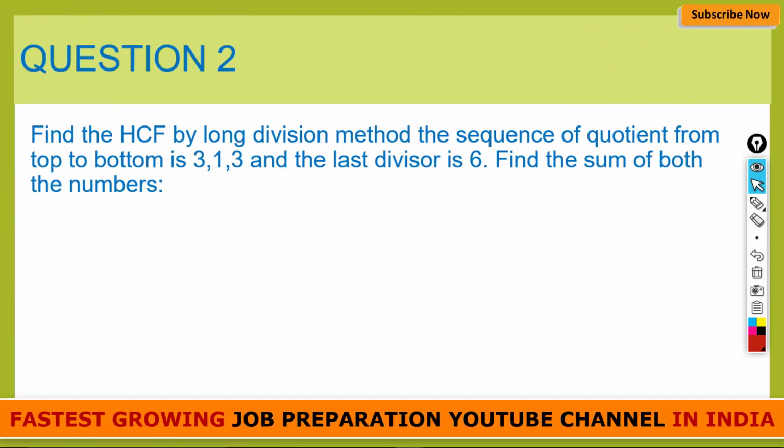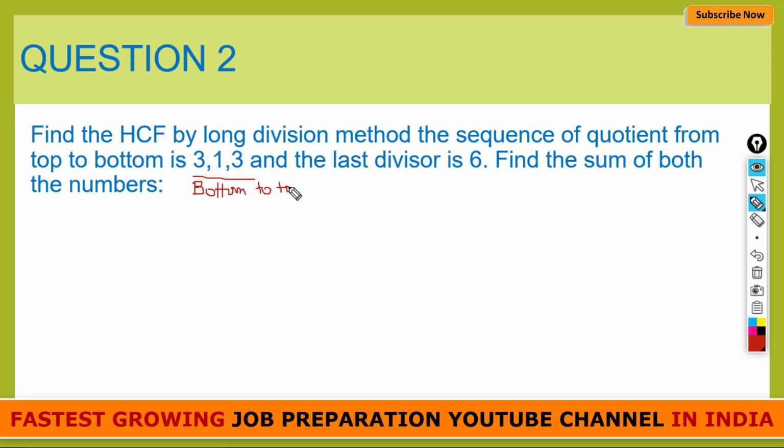This is our question number 2. Find the HCF by long division method. The sequence of quotients from top to bottom is 3, 1, 3 and the last divisor is 6. Find the sum of both the numbers. So what should be the approach to do this sum? We have to write the quotients. These are the quotients from bottom to top.